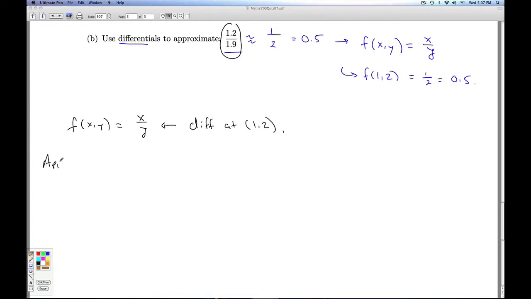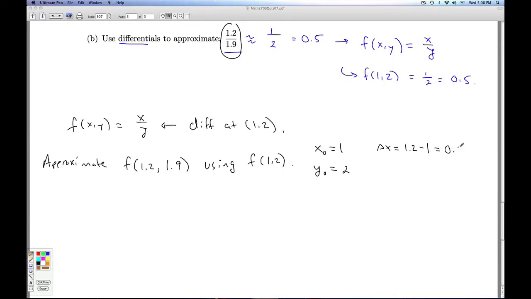We're going to approximate this, which would be what? Well, the top number is what I'm calling x. That's 1.2. The bottom number is what I'm calling y. That's 1.9. Approximate that using f of 1, 2. Okay, so it all depends how pedantic you want to be with this. We know that our x naught then is 1. That's the x value we're starting with. The y naught is 2. The delta x is going to be the new x minus the x we start with. So that's 0.2. The delta y is the new y minus the y we start with. That's negative 0.1.